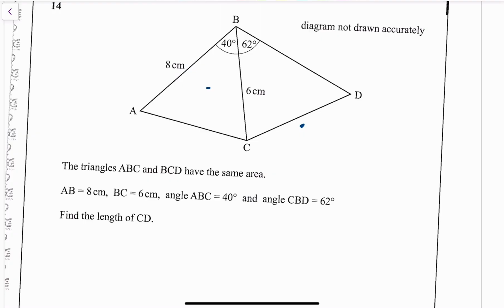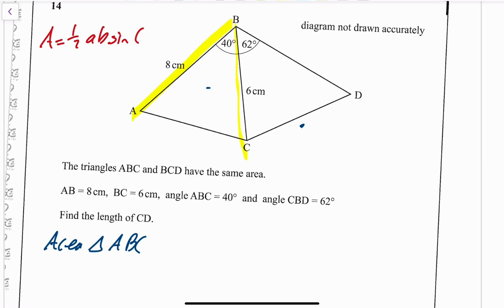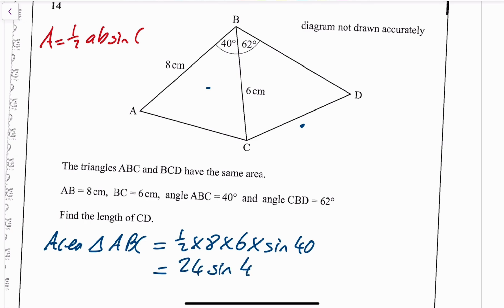So we'll find the area of the first one. We'll find the area of the triangle ABC, and what we're using here is a formula. Area is equal to a half ab sine C. Now we can use this because we have a side and the included angle. So in this case, it is a half times 8 times 6 times sine of 40. Now, if you do half times 8 times 6, what's a half times 8? It's 4, times 6 is 24 sine 40.